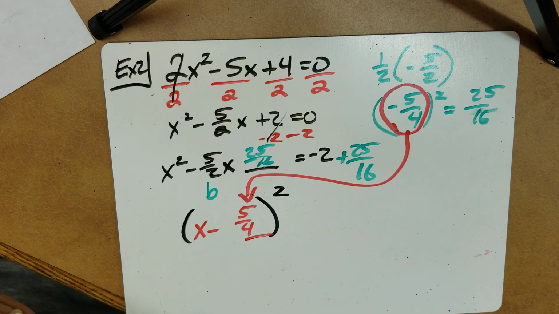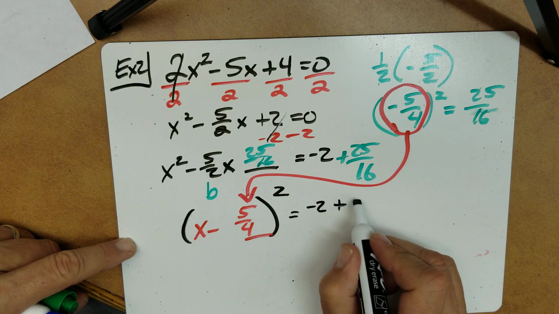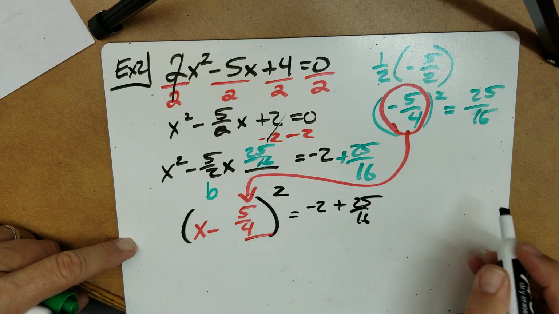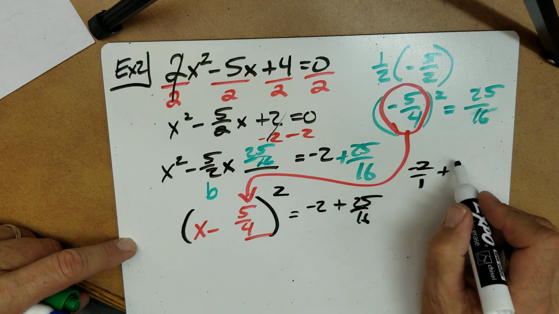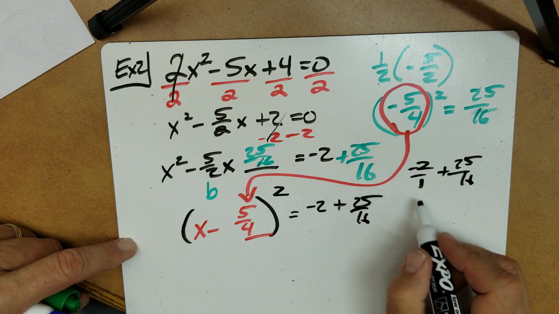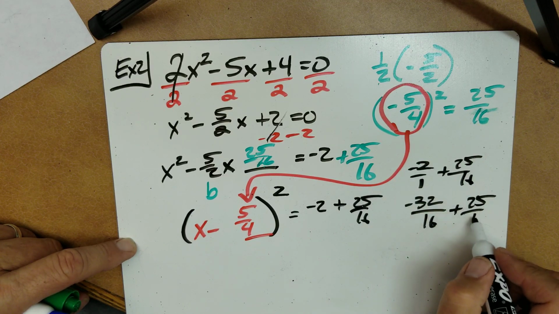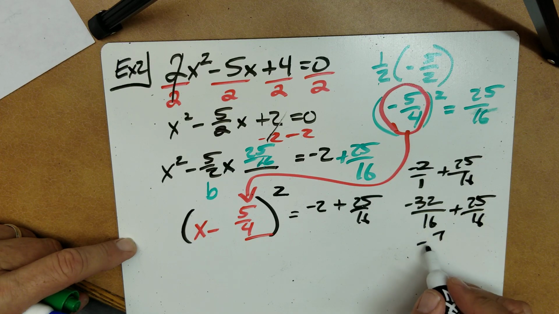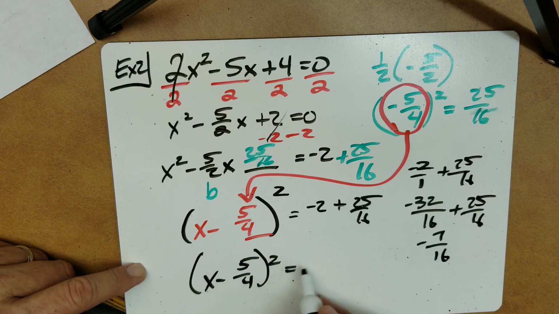And then, of course, I've still got this negative 2 plus 25 over 16. I can do that over here and just make it negative 2 over, like this, and this is plus 25 over 16. I got to make common denominators over 16, 25 over 16. This is negative 7 over 16. So here's what I have. x minus 5 fourths squared equals negative 7/16.